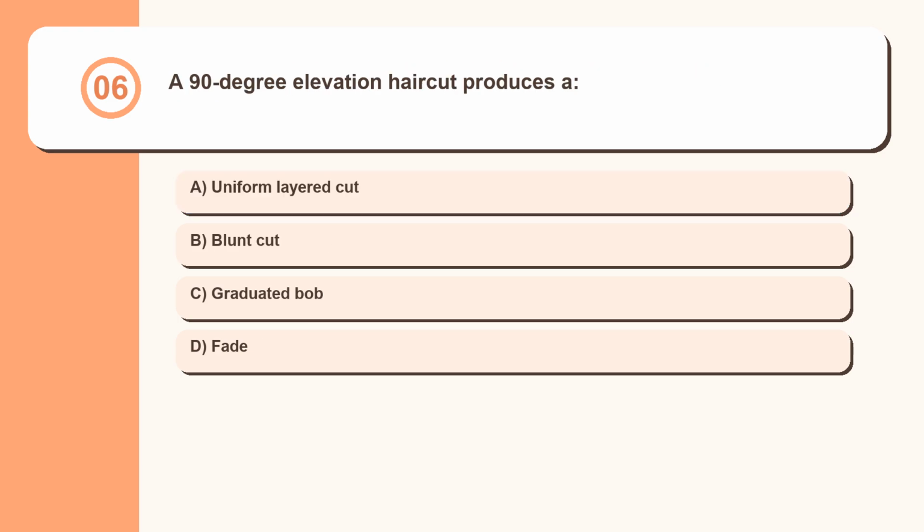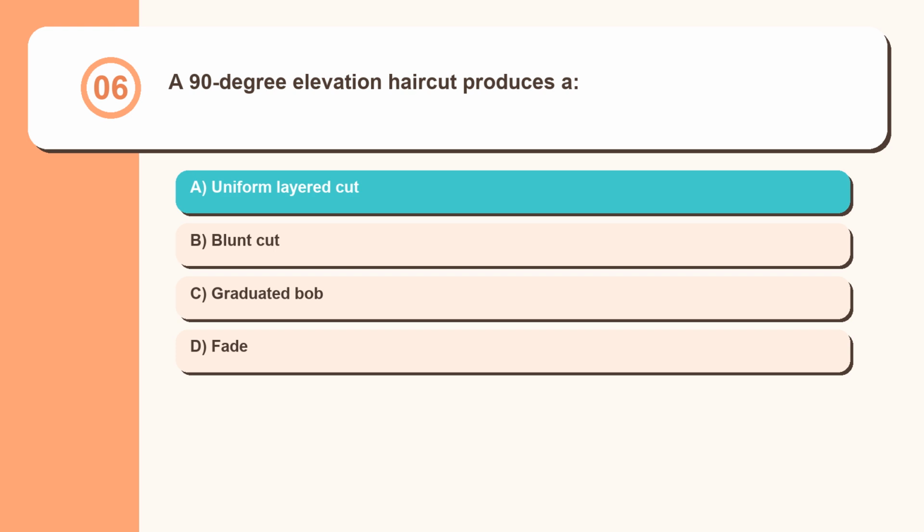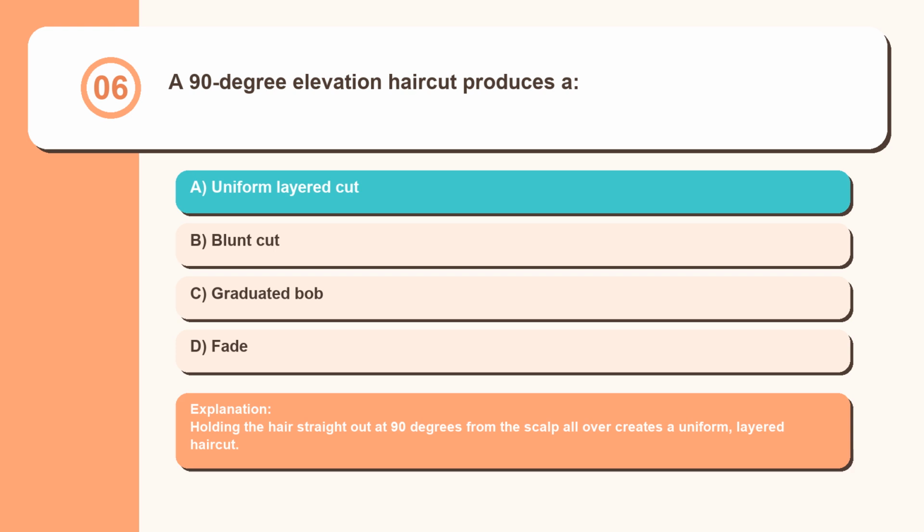Question 6. A 90-degree elevation haircut produces a uniform layered cut, blunt cut, graduated bob, fade. Holding the hair straight out at 90 degrees from the scalp all over creates a uniform, layered haircut.